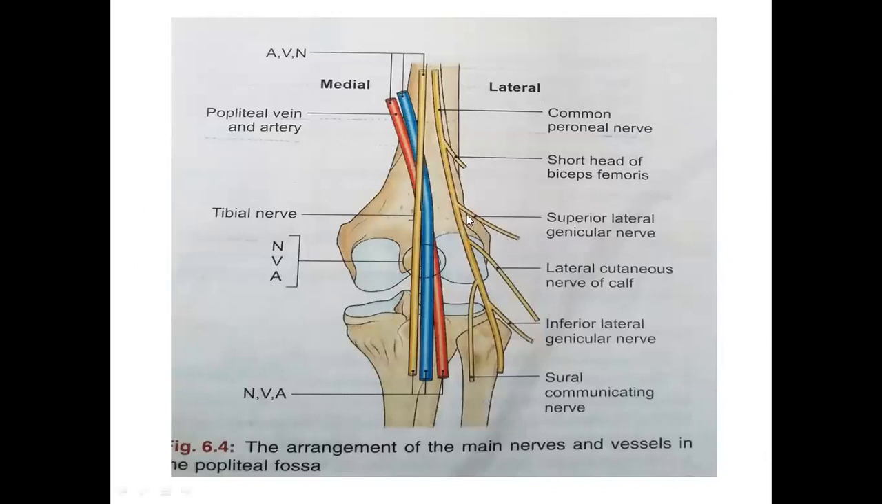So you can see here the superior lateral genicular, the lateral cutaneous nerve of calf, that is the cutaneous branch, the inferior lateral genicular, and the sural communicating nerve. This is a diagram from the Jurassic.